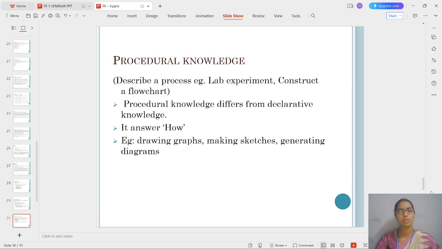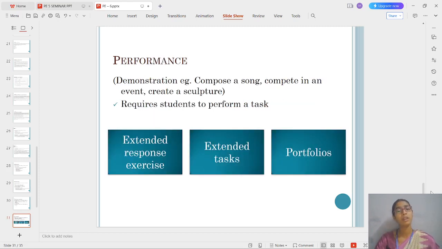Next, the procedural knowledge. Here procedural knowledge means the student's ability to perform or describe a process, like doing lab experiments, constructing a flow chart, etc. Then performance denotes that students are asked to perform some task and from their performance they are assessed.